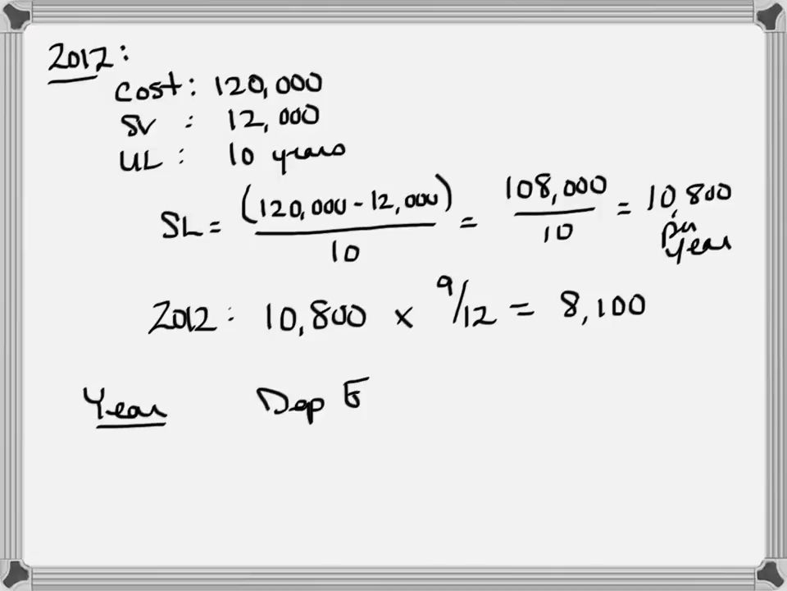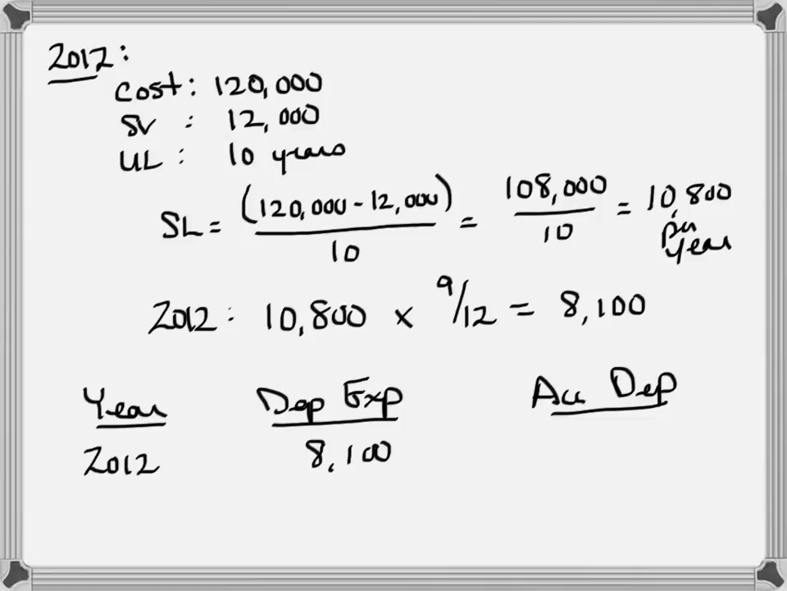So let's look at this. We look at our years. 2012, we'd have depreciation expense of $8,100. And again, what is accumulated depreciation? Remember, the accumulated depreciation is the sum of all expenses. So that would be $8,100 as well in year one.